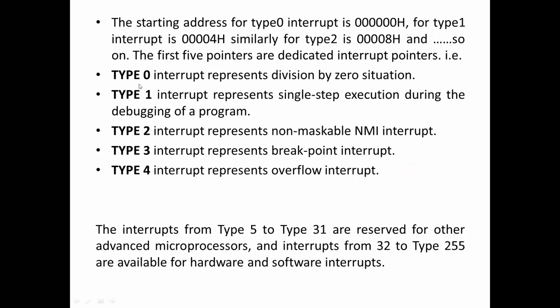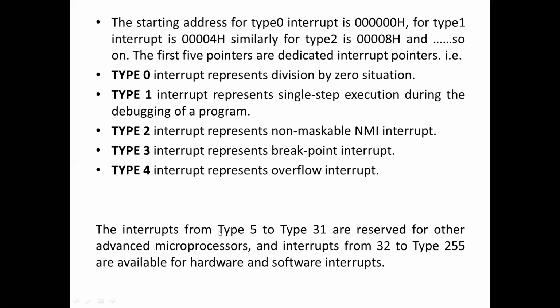Next is type 1. Type 1 is the interrupt that represents single step execution during debugging of the program. Type 2 is the interrupt that represents the non-maskable interrupt. If the question comes what type the non-maskable interrupt is, then the answer is it is a type 2 interrupt, which has second priority, although it is a highest priority interrupt. But if a divide by 0 error occurs, then divide by 0 error has the highest priority, and then the priority of NMI comes. Type 3 is the interrupt that represents the breakpoint interrupt. Type 4 is an overflow interrupt.